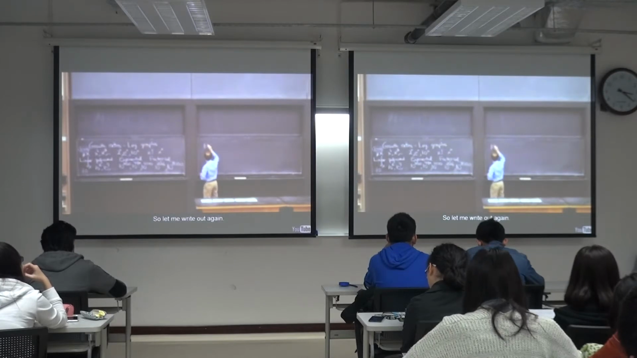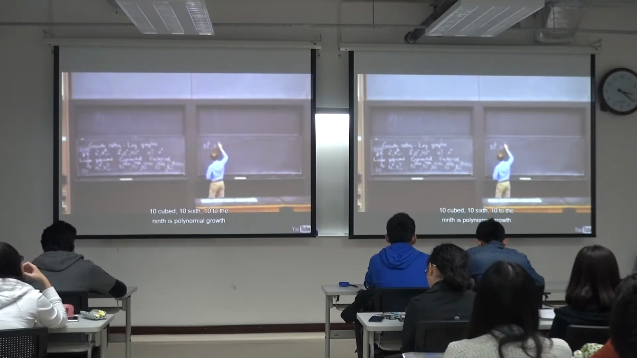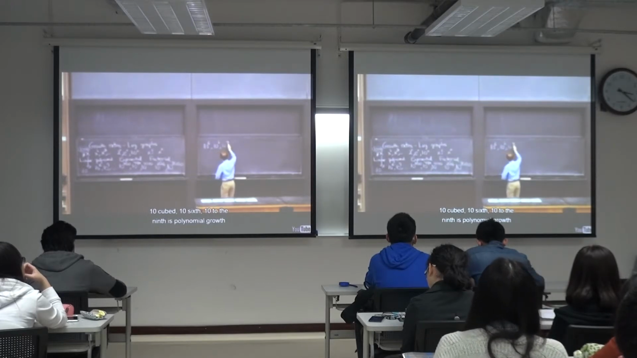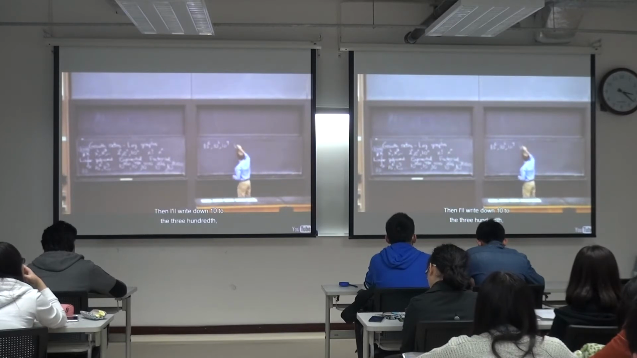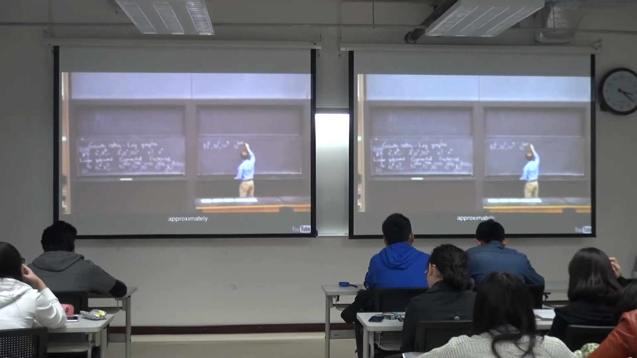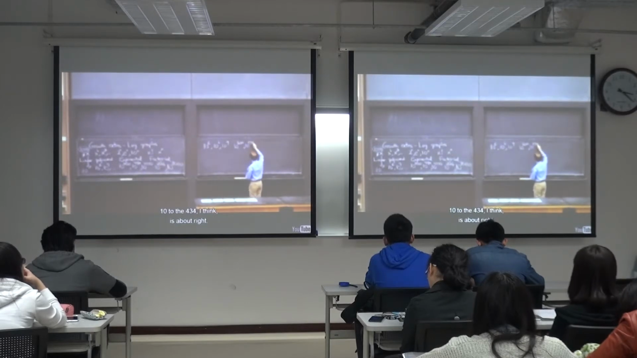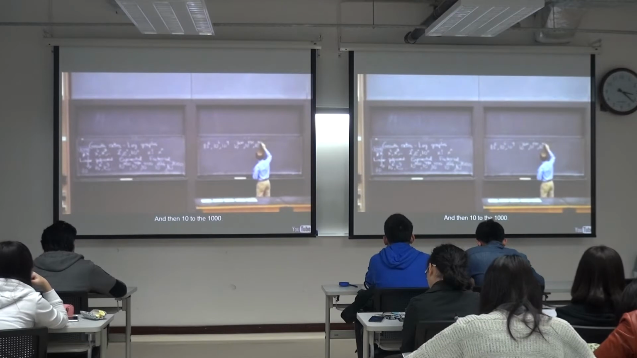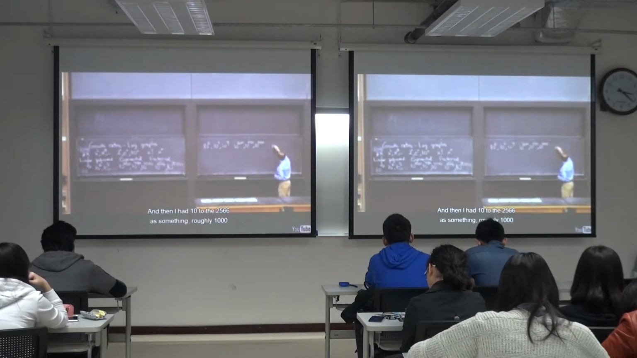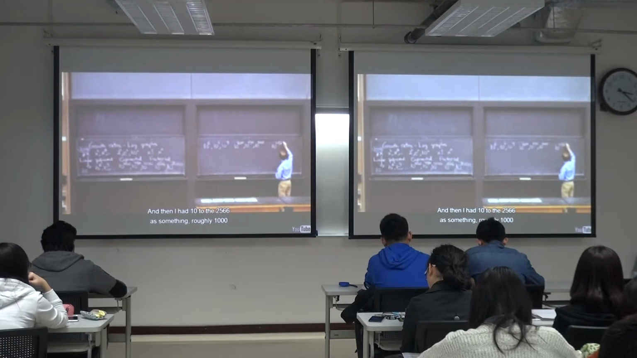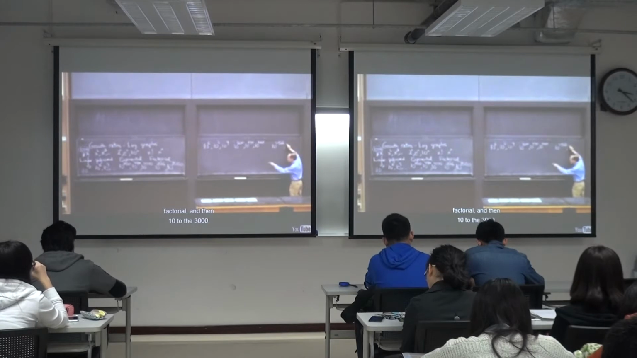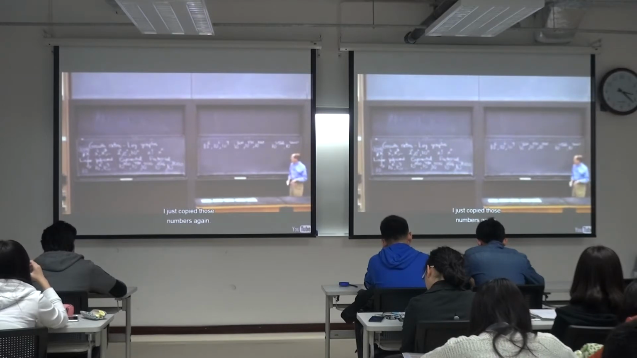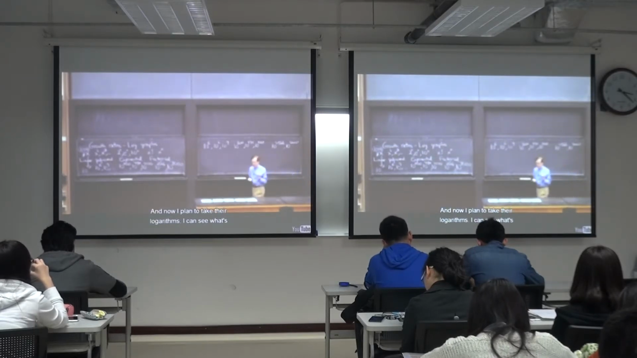So let me write out again 10 cubed, 10 to the sixth, 10 to the 9th. These are polynomial growth, starting with the first power. Then I'll write down 10 to the 300th approximately, 10 to the 434 I think is about right, and then 10 to the 1,000. And then I had 10 to the 2,566 as something roughly 1,000 factorial, and then 10 to the 3,000. Okay, I just copied those numbers again. And now I plan to take their logarithms.